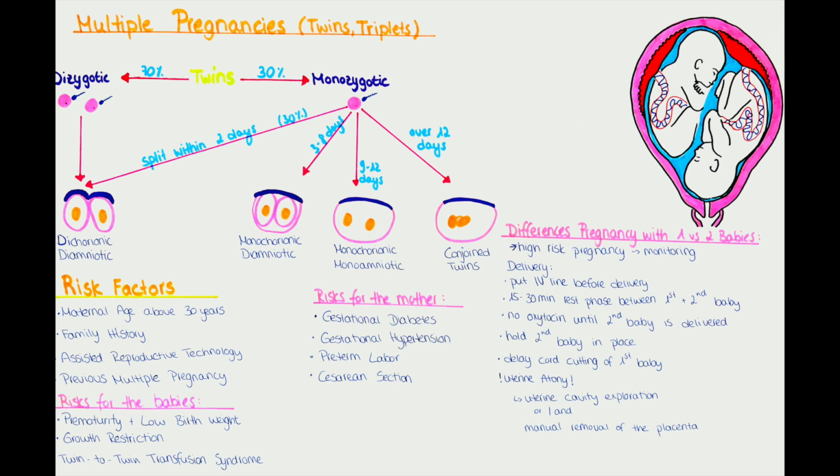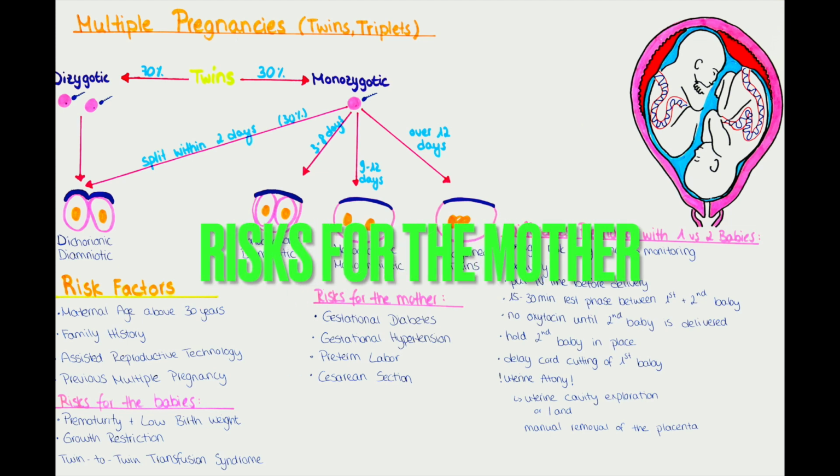This usually leads to intrauterine growth restriction, dehydration, anemia, and oligohydramnios in the donor baby, and macrosomia, polycythemia, and polyhydramnios in the recipient baby. What are risks for the mother in a multiple pregnancy?